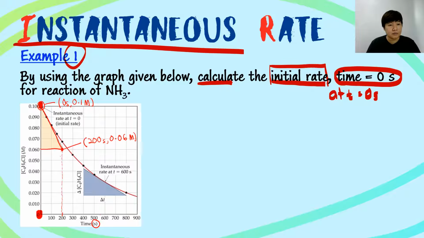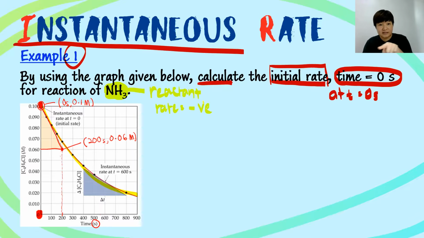Over here, who is your initial, who is your final? Look at your curve, guys. Your curve is decreasing. So when your curve is decreasing, NH3 ammonia over here obviously is a reactant. And the rate that you use must be negative because it's decreasing. It's definitely a reactant over here.